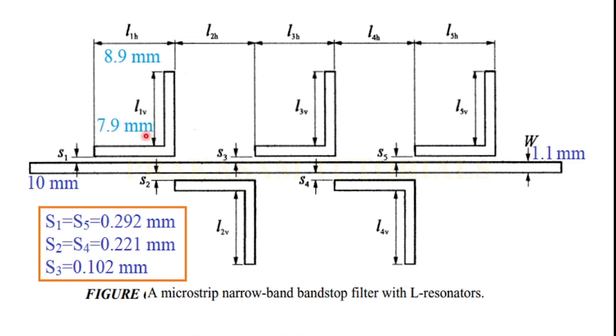These are the L-shaped resonators. The horizontal length of the L shape is 8.9 mm and the vertical length of the L shape is 7.9 mm. The spacing S1, S3 and S5 is 0.292 mm, S2 and S4 spacing is 0.221 mm, and S3 spacing is 0.102 mm. That is the width of the main transmission line and L-shaped resonators.